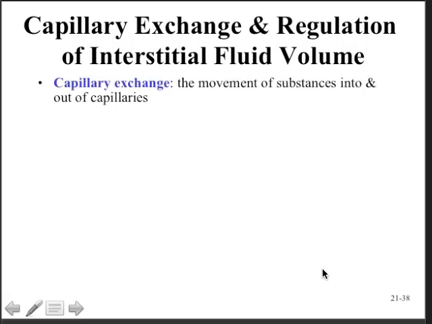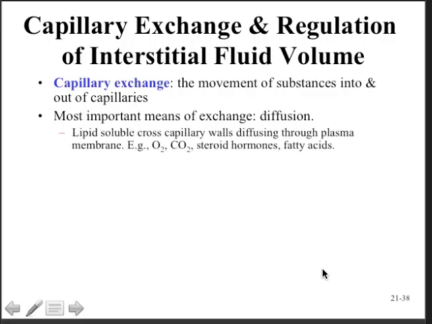Okay? Capillary exchange is the movement of substances into and out of the capillaries. The most important means of exchange is diffusion. Remember that diffusion is the passive movement of substances from where they're most to least concentrated. Lipid-soluble substances can cross capillary walls by diffusing through the plasma membrane. Examples include oxygen molecules, carbon dioxide molecules, steroid hormones, and fatty acids. All of these have one thing in common: they are relatively non-polar, so they don't see the plasma membrane as a major energy barrier to movement.